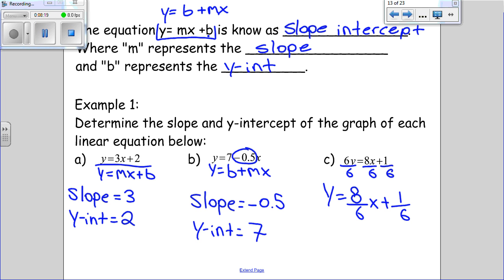We did that because we wanted to create slope-intercept form. Slope-intercept form has y isolated by itself. No numbers attached to it. Now I can check my slope and my y-intercept. What's the slope? 8 over 6. The slope is 8 over 6, the number attached to the x. And what's the y-intercept? 1 over 6. Awesome.